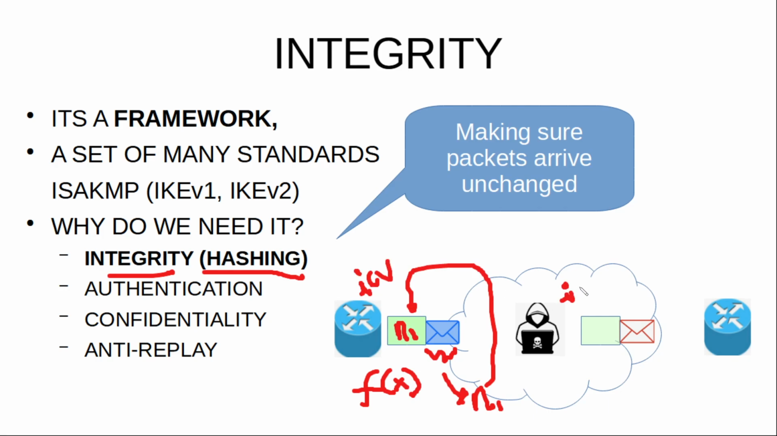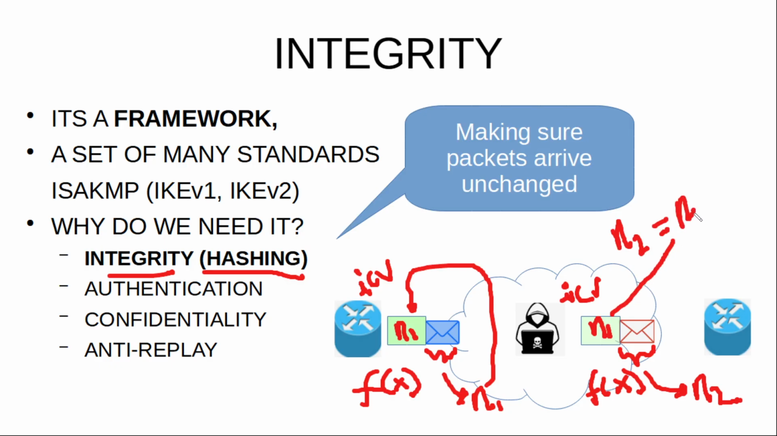Now, when packets arrive into the destination, the device is going to execute the same hashing algorithm. So we are going to read the contents of the packet, we are going to apply the same set of mathematical functions, and we are going to come up with a new calculated number. If the new calculated number matches the content of the integrity check value, then we are going to reach the conclusion that this packet was not changed on the transport network. Otherwise, we are going to drop the packet. This is the basic mechanism of integrity.